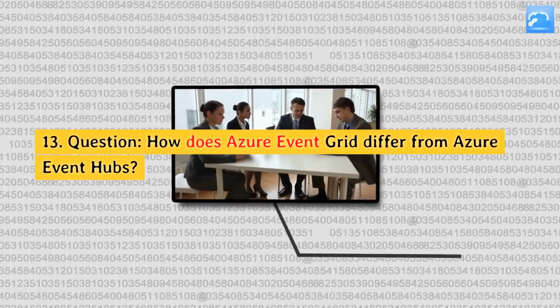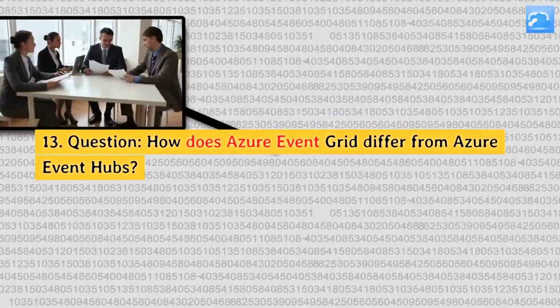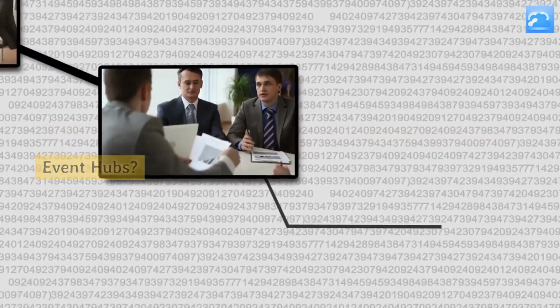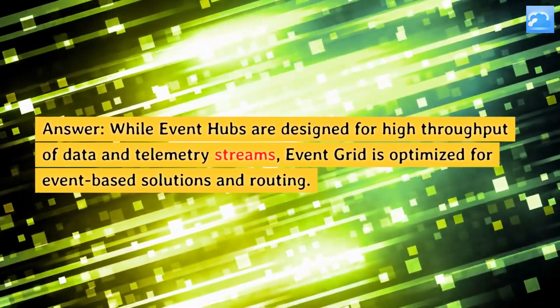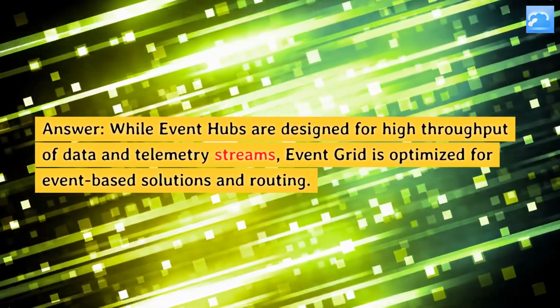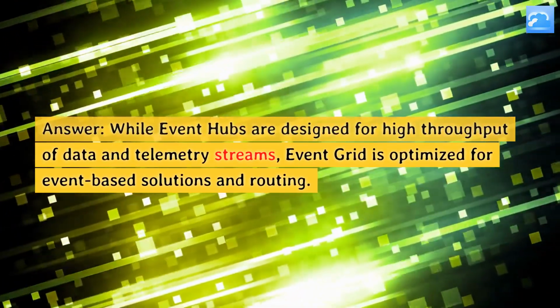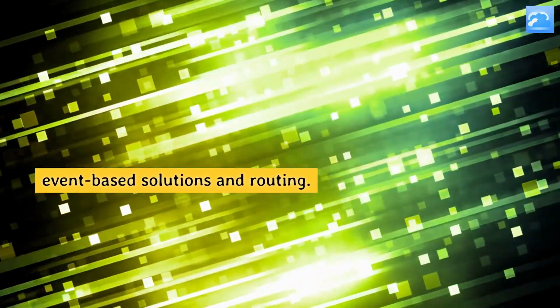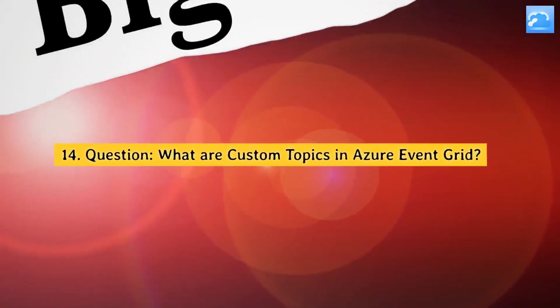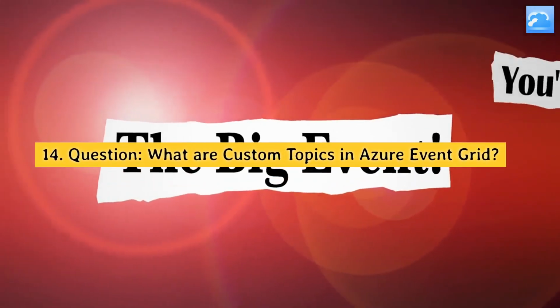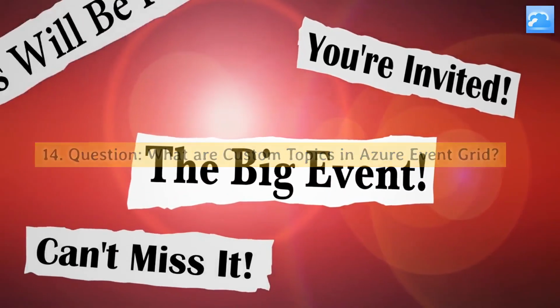13. Question: how does Azure Event Grid differ from Azure Event Hubs? Answer: while Event Hubs are designed for high throughput of data and telemetry streams, Event Grid is optimized for event-based solutions and routing.